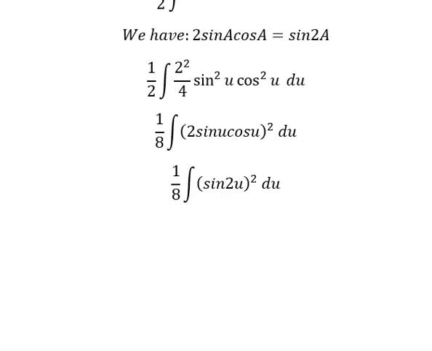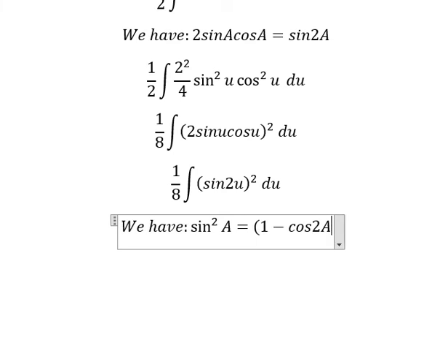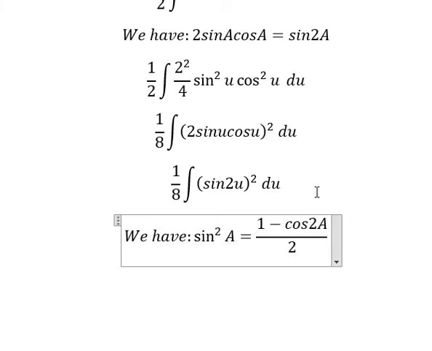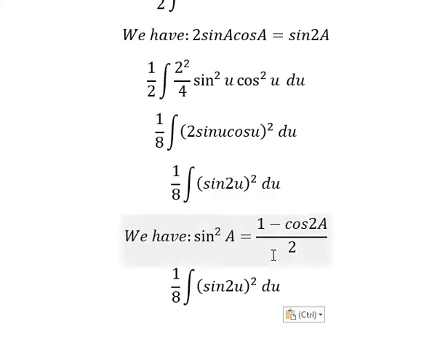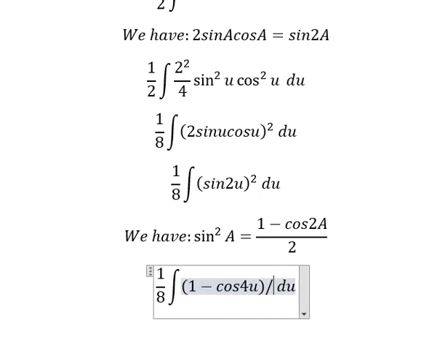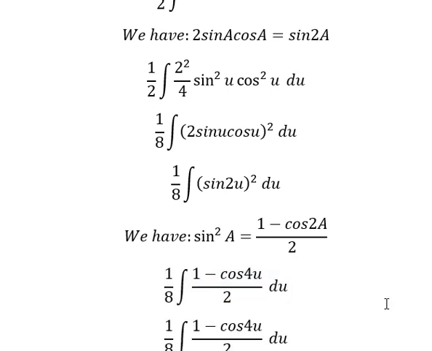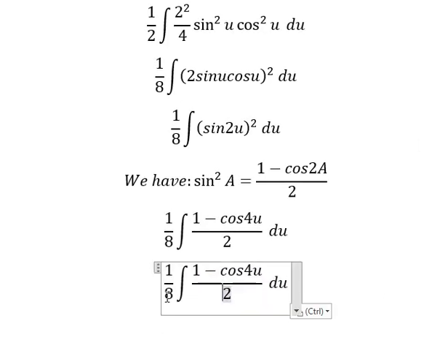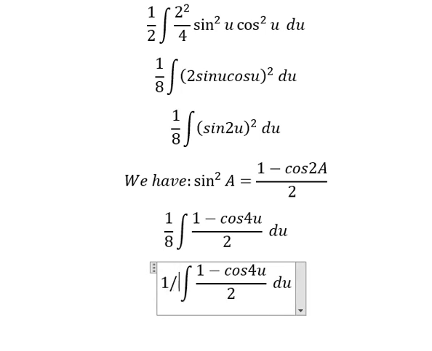Now we apply the next one: sine squared a equals 1 minus cosine 2a over the number 2. So I will put this one in here. Capital A represents 2u. So if we put this one in here, you get 1 minus cosine 4u over the number 2. The number 2 and the number 8, you get 1 over 16.